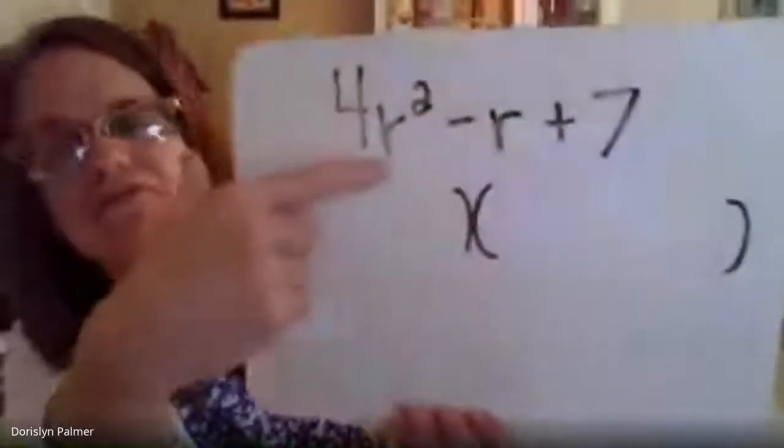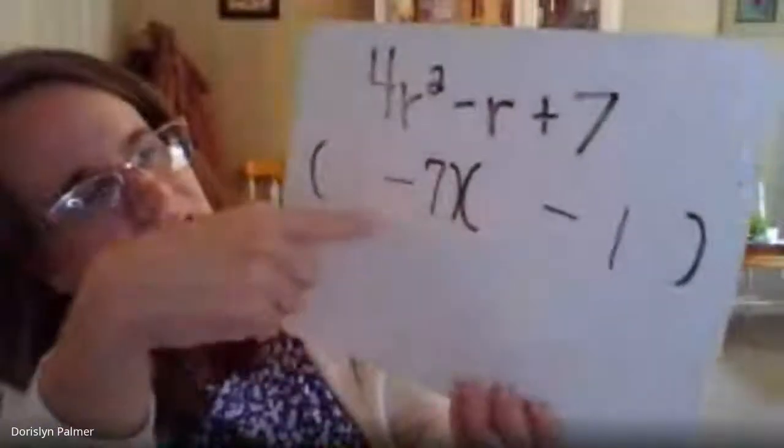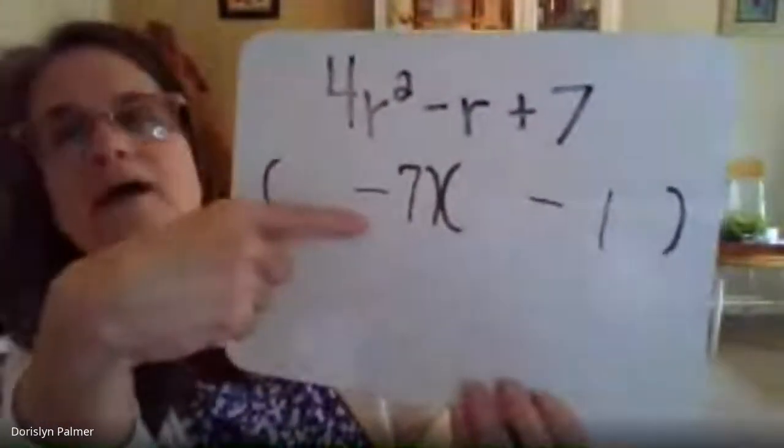4 can either be 4 and 1, or 2 and 2. And this is a minus and a plus. I know my signs are minuses. And I need a 7 and a 1 for the end, but I'm going to try all my combinations.